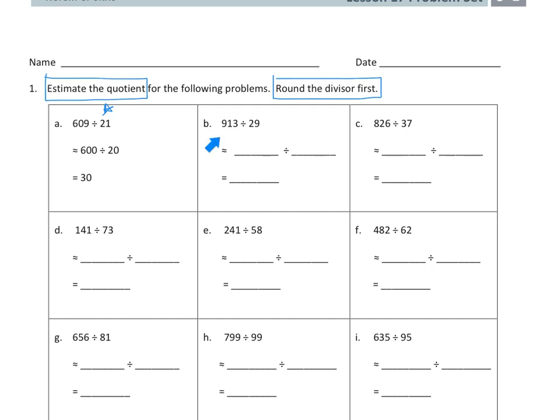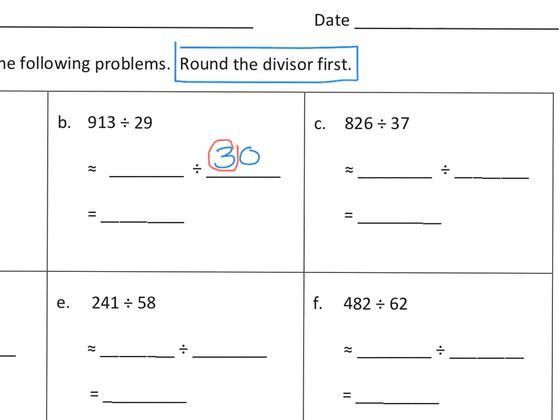So if we look at 913 divided by 29, we're rounding 29 first. Well, 29 is close to 30, and we're going to go ahead and make that be our rounded number. I want you to go ahead and circle the number 3, because we're going to use 3 as one of our basic math facts. I'm going to zoom in a little bit, because off to the side, I'm just going to start listing a couple multiples of 3. So I know the first ones are 3, 6, 9, 12, and I'm going to stop there.